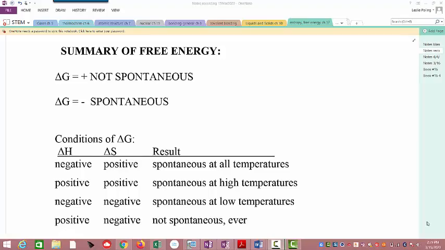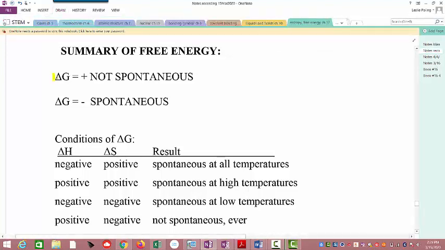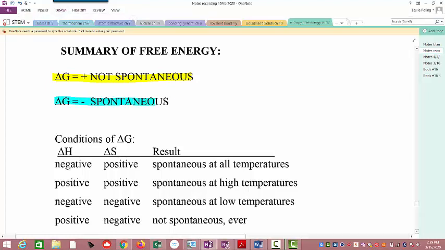Free energy summary. Positive delta G, not spontaneous. Negative delta G, spontaneous. Delta G is delta H minus T delta S.